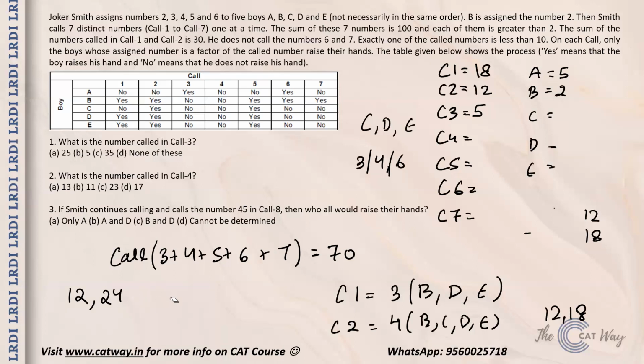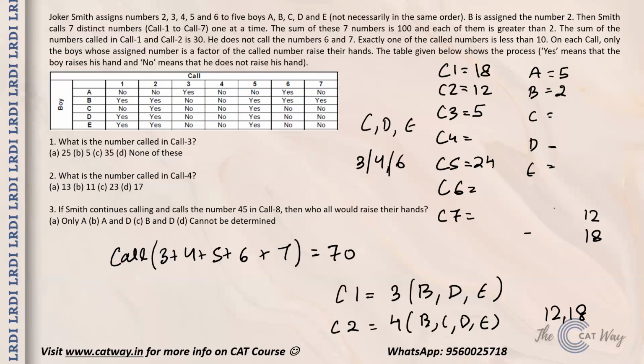Now 36 is also not possible because none of the numbers are greater than 30. Now between 12 and 24, we know that C2 has already been taken and it is 12. So the only possibility for C5 is 24.